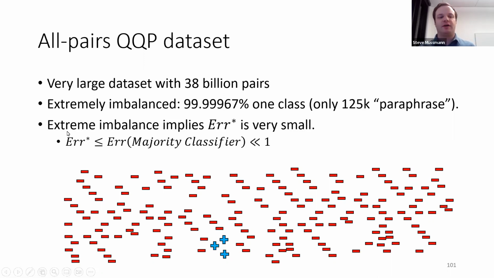So the optimal error, error star, is less than the error of the majority classifier, where we just predict negative, non-paraphrase, everywhere. And we know this is very small since the data set is very imbalanced. So since error star is small, we might be encouraged to try uncertainty sampling and see what kind of gains are available.